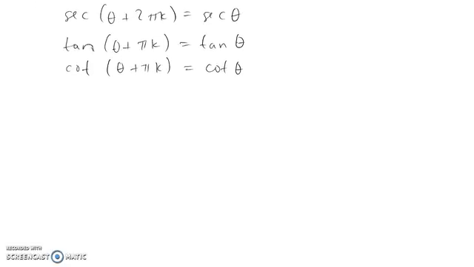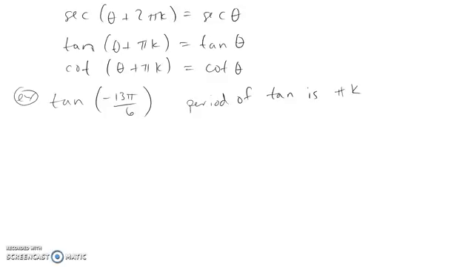Now we can go back and do a problem that we did in the section 6.2 video, the tangent of negative 13 pi over 6, using the idea of periods. So the period of tangent is pi times some integer. So what we have to do then to find the tangent of negative 13 pi over 6 is to write it as an angle whose tangent we know. How about negative pi over 6 and some multiple of pi?